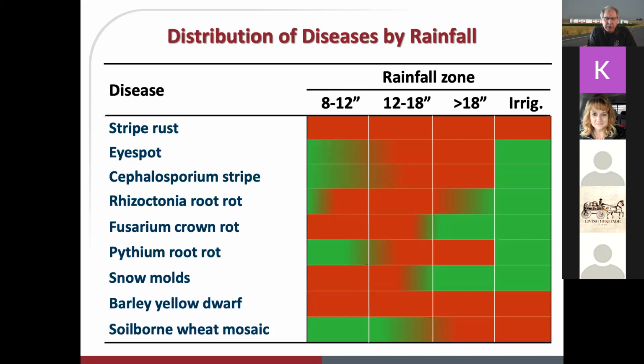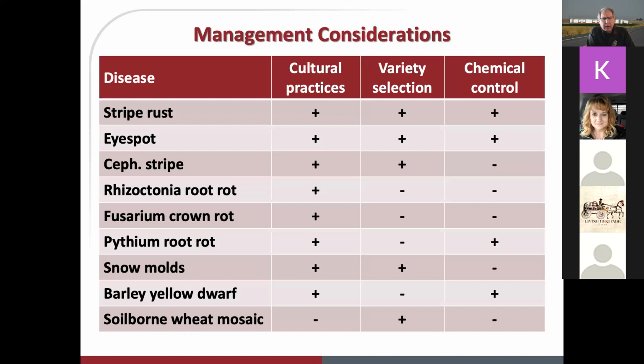So when we start thinking about management considerations for these diseases, I'm breaking them down into three main categories: cultural practices, variety selection, and chemical control. And cultural practices we're going to break down even farther in just a second, but variety selection and chemical control are fairly self-explanatory. And in this table, if I have a plus in the column, that means that's an important consideration for control. If it's a minus, then not so much.